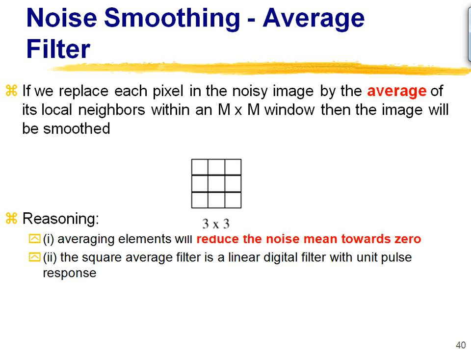Now, on the other hand, if this was my noise image, would these two have any relationships? No, because for each pixel, the noise is randomly sampled, right? Independently sampled. So as a result, they have no relationship with each other.